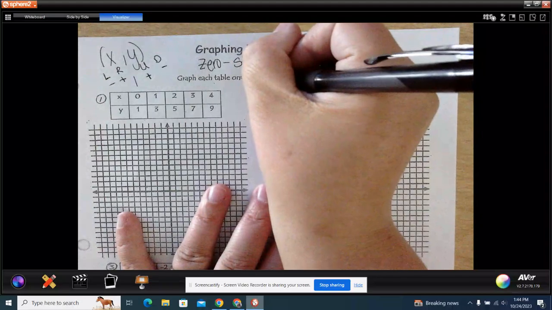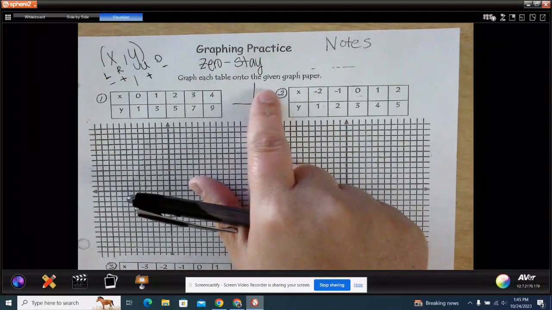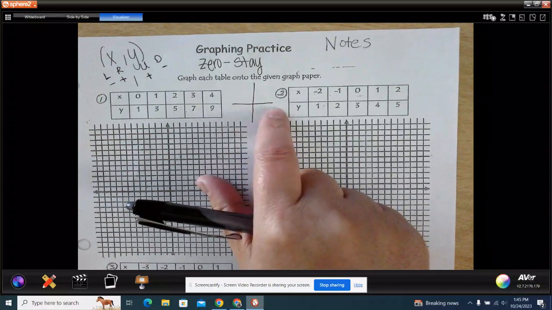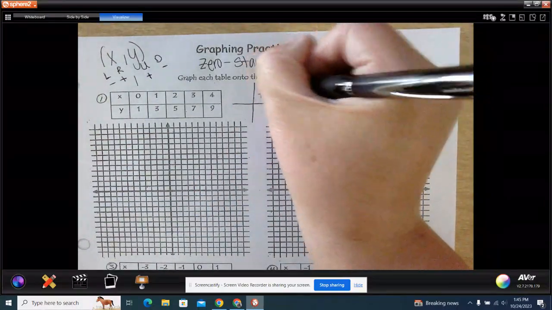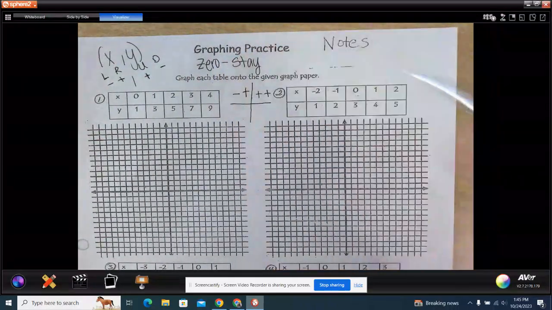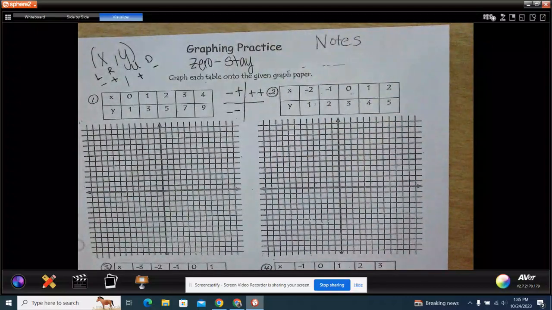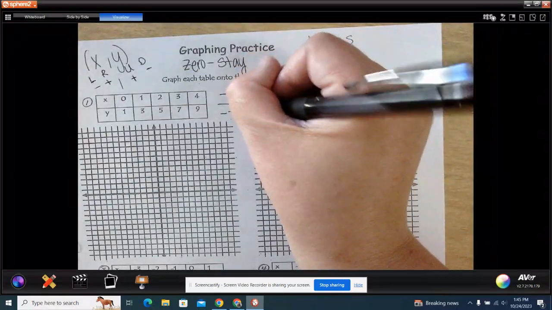In your coordinate plane, there's 4 quadrants, and it works backwards. So quadrant 1, quadrant 2, quadrant 3, quadrant 4. Quadrant 1, both numbers are positive. Quadrant 2, we have negative and positive. Quadrant 3, both numbers are negative. Quadrant 4, we have a positive and a negative.